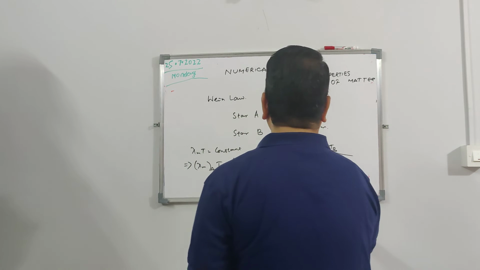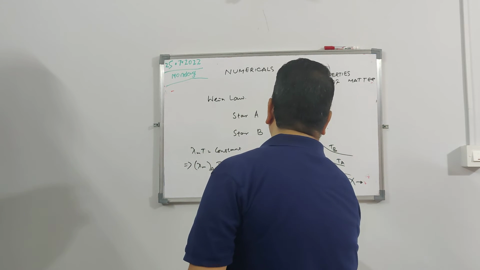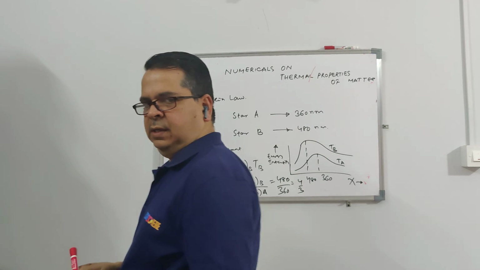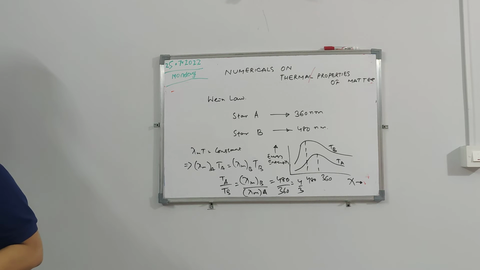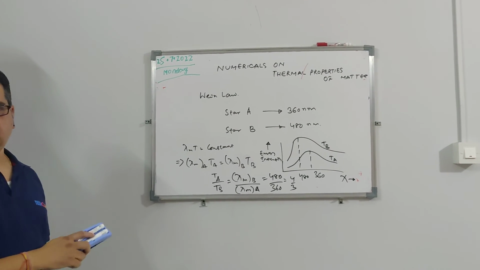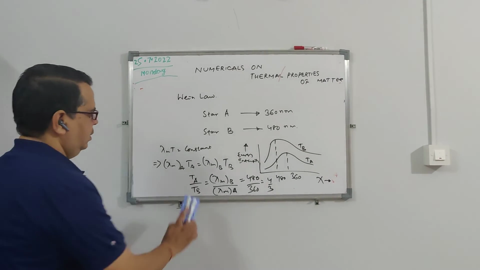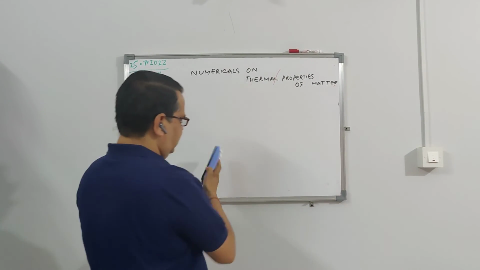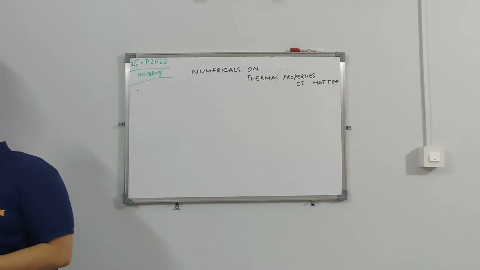So lambda mb is 480 divided by 360, so 4 by 3. This is the answer. These kinds of questions are very simple, so one should never leave them. This Wein's law kind of question can come. We are discussing a lot of numericals related to radiation. Similarly, there can be questions related to conduction.